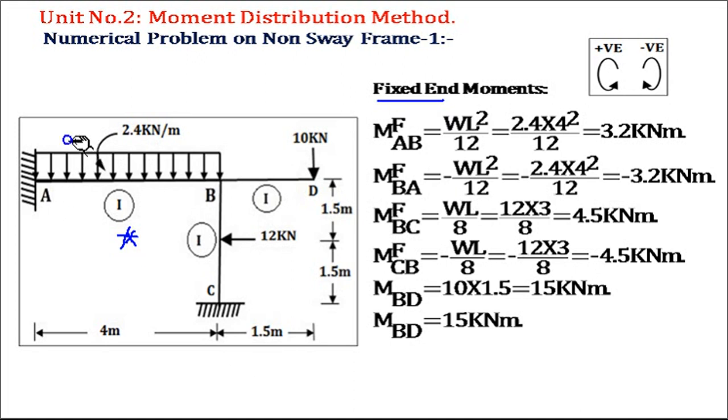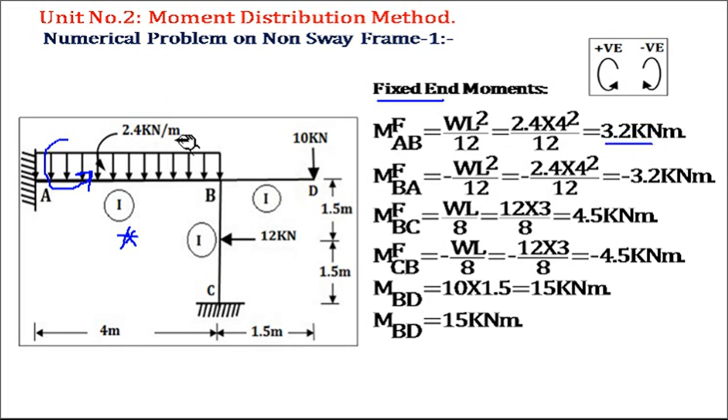Now in member AB, the fixed end moment will be in anti-clockwise direction, as I have said that we are standing inside the frame here. The load given in member AB is a uniformly distributed load. So the formula for fixed end moment for a uniformly distributed load is WL square upon 12. Here we consider the sign as positive because the fixed moment is in anti-clockwise direction. The value of W is 2.4 and the length of the member is 4. So 2.4 into 4 square divided by 12. So the fixed moment in member AB is 3.2 kilonewton meter.